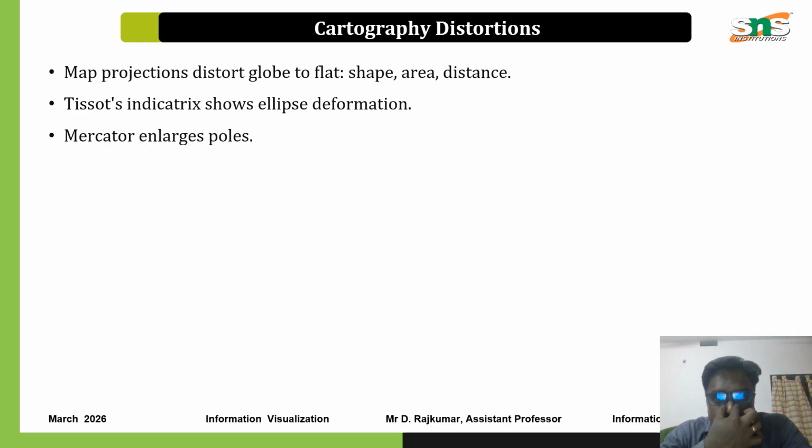So cartography distorts in this way. Map projections distort the globe into a flat map, which is very helpful in displaying different shapes, different area dimensions, and different distances. Tissot's indicatrix shows the ellipse of deformation, and the third one is the Mercator enlarged areas. All these cartographic distortions are widely used in the visualization process and are very useful in those specific areas.